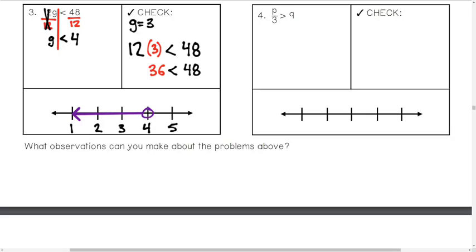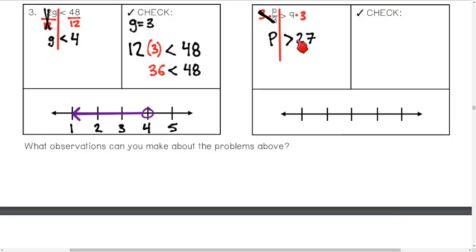Number 4. I start out by keeping it organized. I have p divided by 3 is greater than 9, so instead of being divided here, I'm going to multiply. And whatever I do to the left, I have to do to the right to keep it balanced. My 3's here, multiplying and dividing by 3 cancel, and I'm left with p is greater than 27.